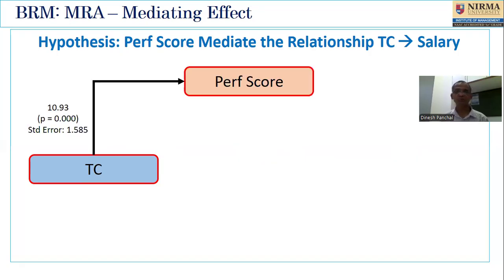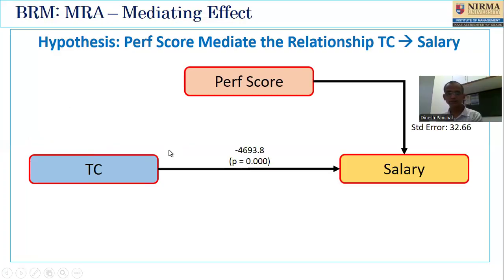For this, first we will conduct the regression of the independent variable, technical competency, on the dependent variable performance score. So in your regression analysis, put performance score as the dependent variable and TC as the independent variable. In the regression analysis, there are three tables: the summary table, ANOVA table, and coefficient table. From the coefficient table, pick up the unstandardized beta coefficient for the variable TC. In the immediately next column, there is the standard error. Pick up that value, and for our understanding, pick up the P value as well, that is the t significance value.